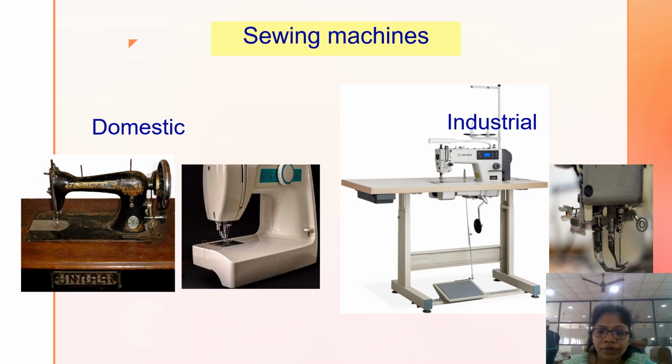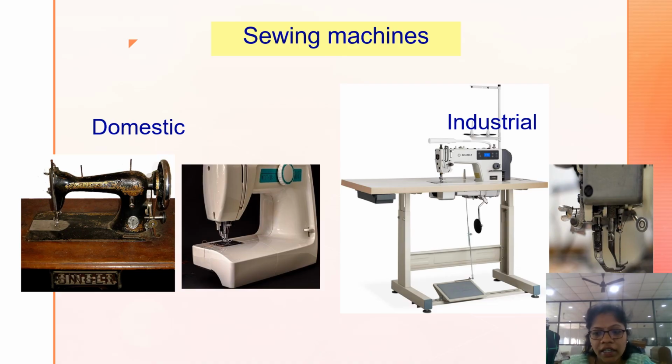Suppose we think about finishing one garment with industrial machines: in industry each and every component of the garment will be stitched with a different type of machine, the suitable machinery. But if we want to stitch one shirt at home, we will use whatever machine we have and complete it.